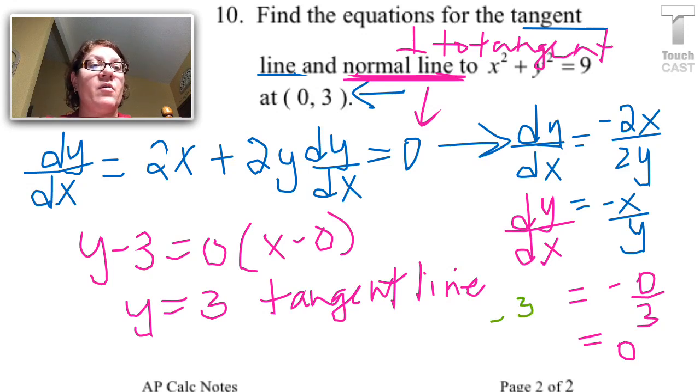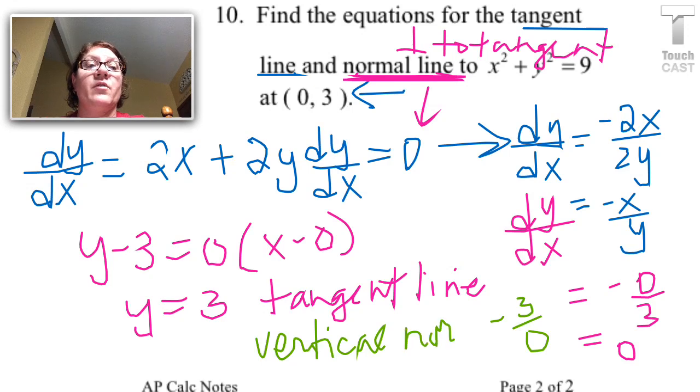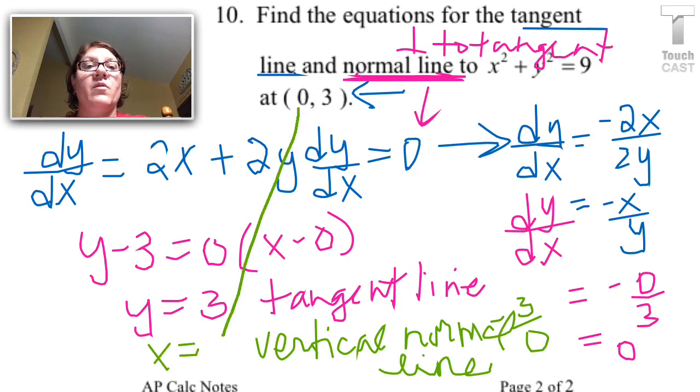negative 3 over 0, but that's undefined. So if I have an undefined slope, I must have a vertical normal line, and if the normal line is vertical, it has to be an x equals, and I already know the value of x. It was 0. All done.